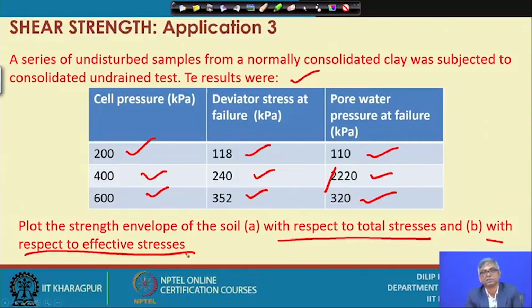This is the thing I just explained in my last lecture, how this undrained test can be utilized to find out the drained parameters of the soil. So, this one we can show here. You can see now this can be done this way.